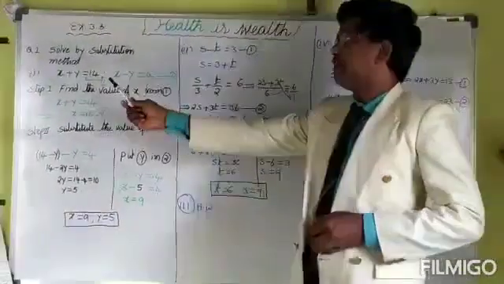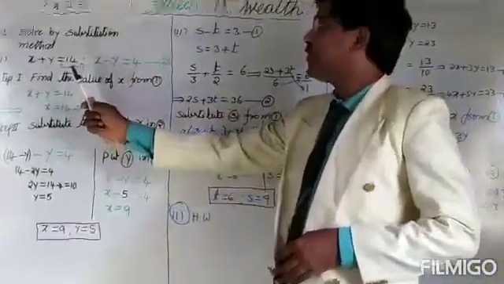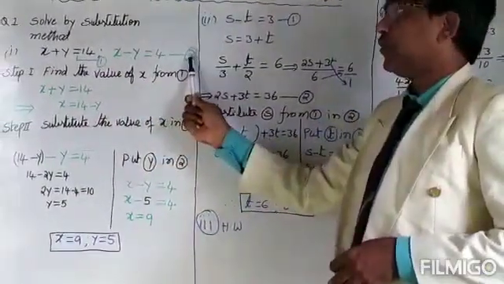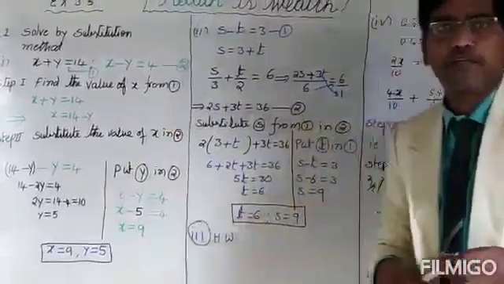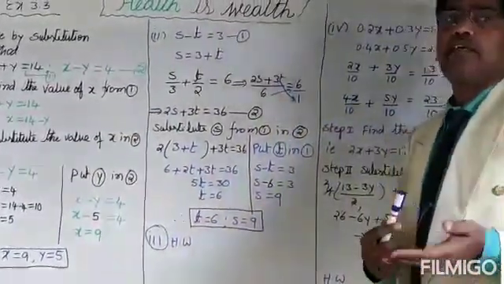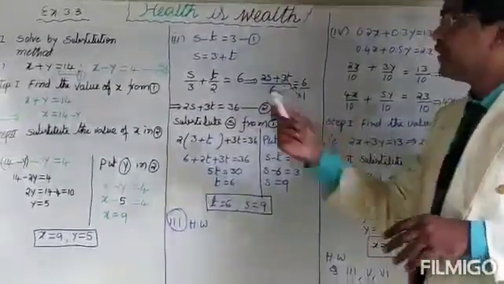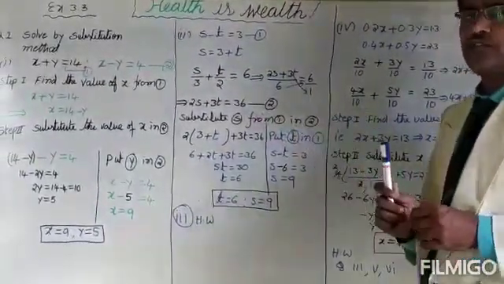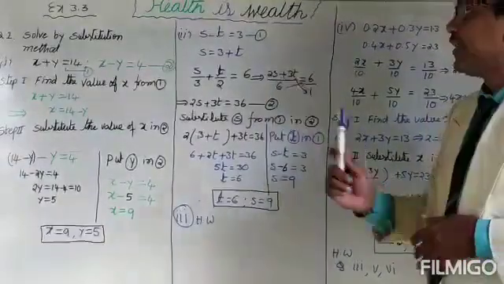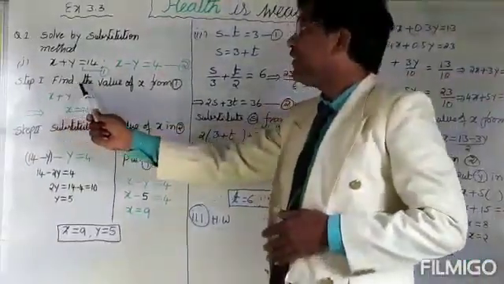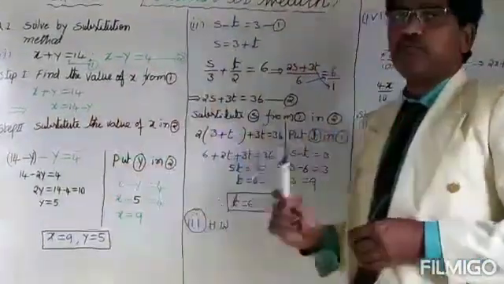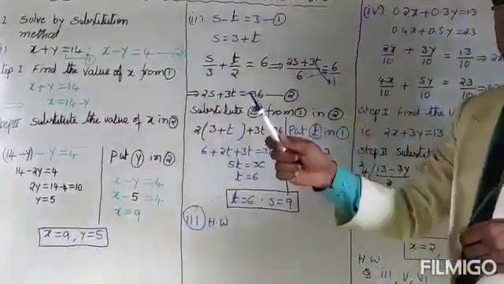Here two equations are given. You see, here is equation number 1 and this is equation number 2. I am going to clearly explain how to solve the equations by the substitution method. Here two steps are there. For all the questions we are following these two steps only. In step number 1, find the value of x from 1. Always we are finding the value of x from 1.